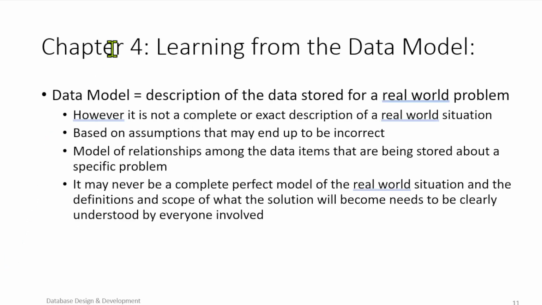And in chapter 4, we start to learn from the data model. The data model describes how the data is going to be stored for a real world problem. However, it is not a complete and exact description of a real world situation. It's based on assumptions that may be incorrect, and models of relations among the data items, and there's never a complete, perfect model of a real world situation. The definition of the scope of the solution needs to be clearly understood by everyone involved. And sometimes you actually want to document the limitations of your data, where things you're not hitting.